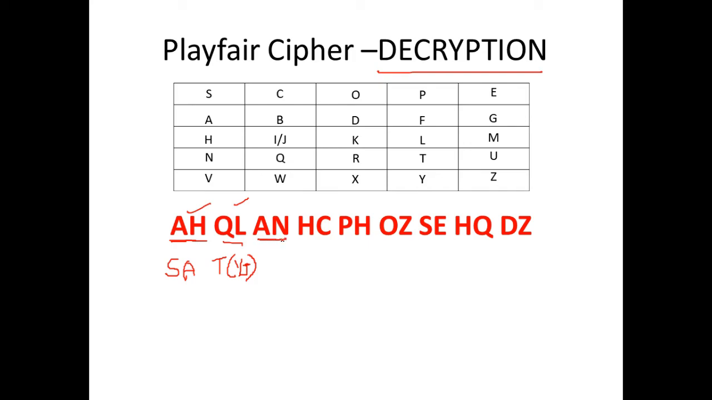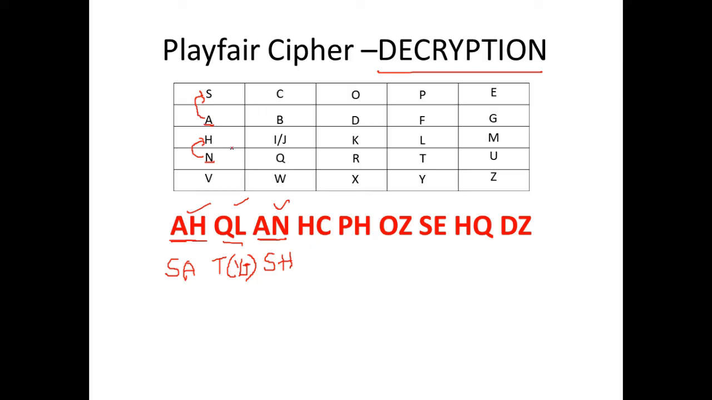So now let us take a look at AN. What is A? This is A. Where is N? Okay, they are in the same column. So what is the rule? Go to one character above that. So A is replaced as S, and N we go to one character above that. It's H. So we finished AN.